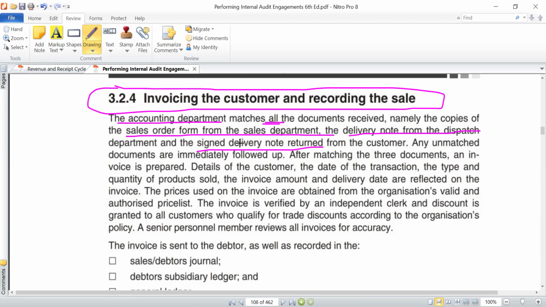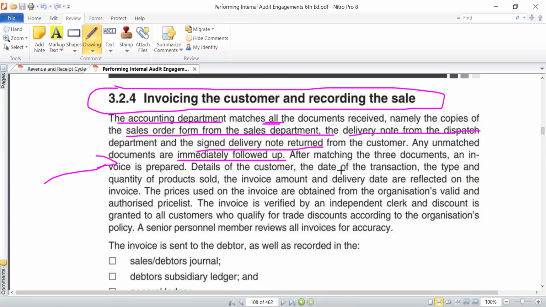Okay. Now, any unmatched documents are immediately followed up. Why? Because then we might be losing revenue. Because you might have delivered goods, but never invoiced those goods to the customer. So guess what's going to happen? You will not recover the payment if you don't follow it up. So very important, following up of any unmatched documents. It's a form of internal control measure that can be deployed, especially when dealing with credit sales.